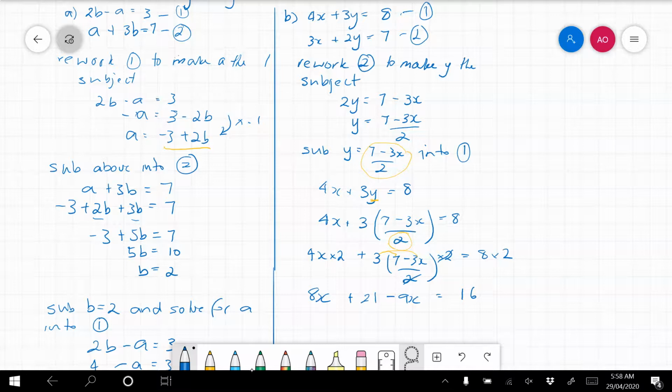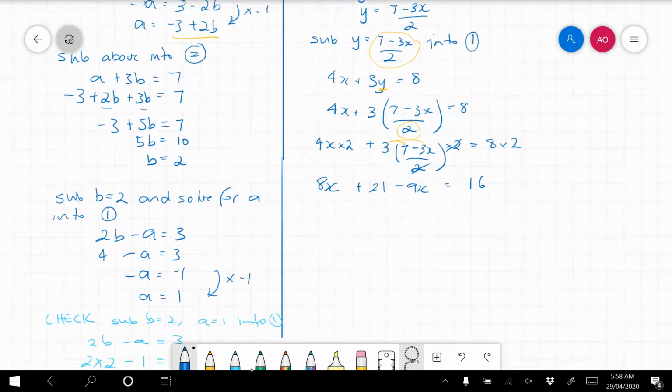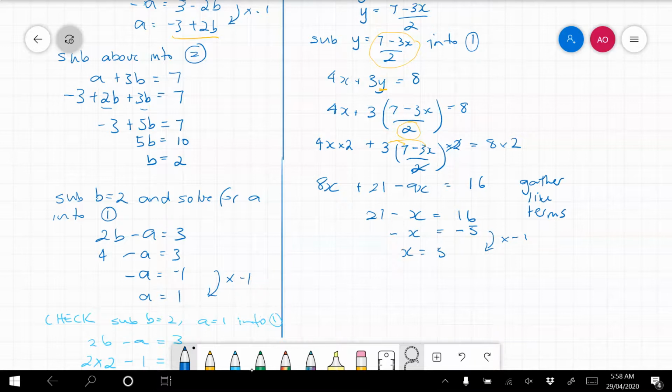Alright, so we're going to gather like terms first in this equation. I've got an 8x and a 9x here. So 8x minus 9x is negative x. 21 minus x is equal to 16. Minus x is equal to 16 minus 21, which gives me negative 5. I've got this negative thing, so guess what I'm going to do? Multiply by negative 1. x is equal to 5.